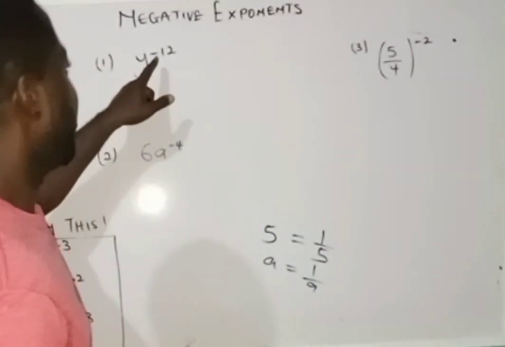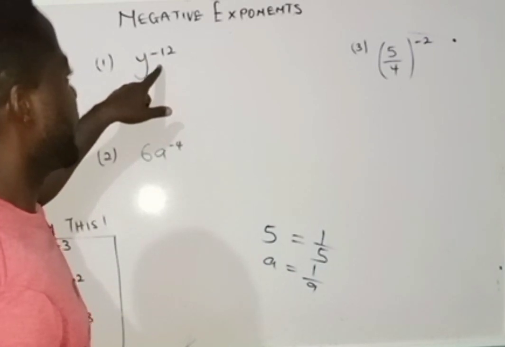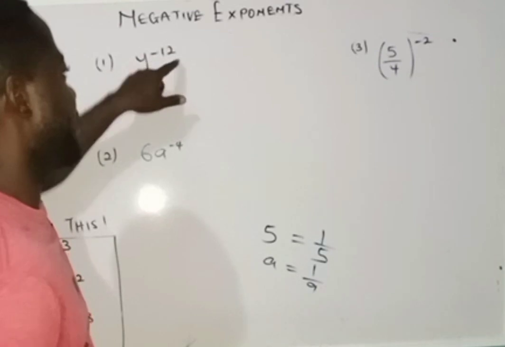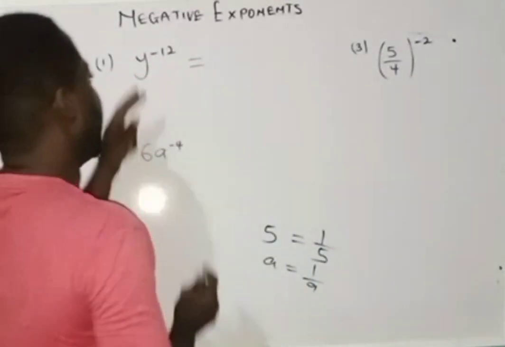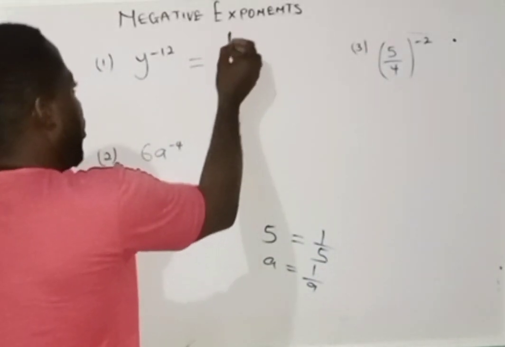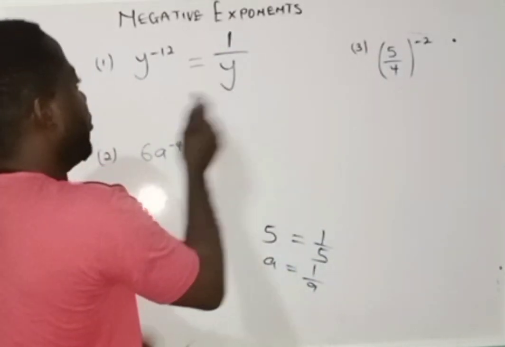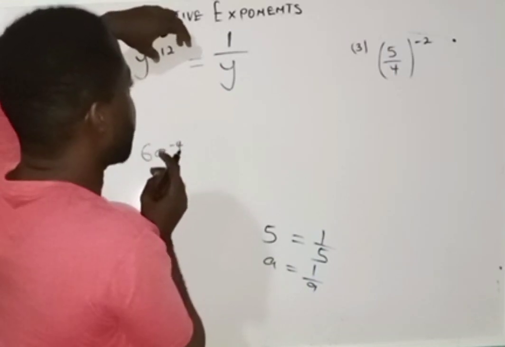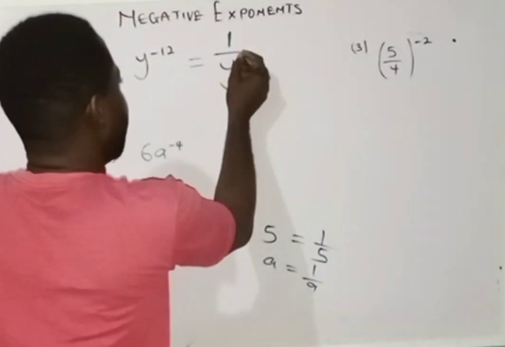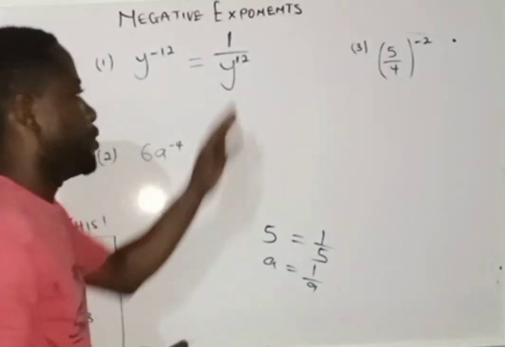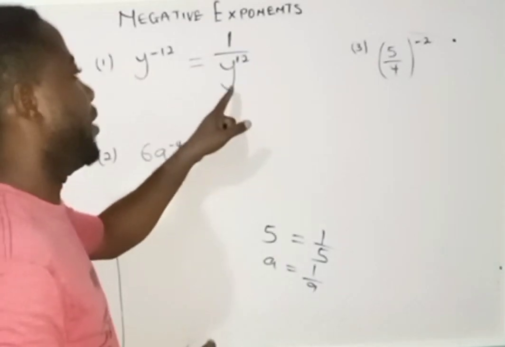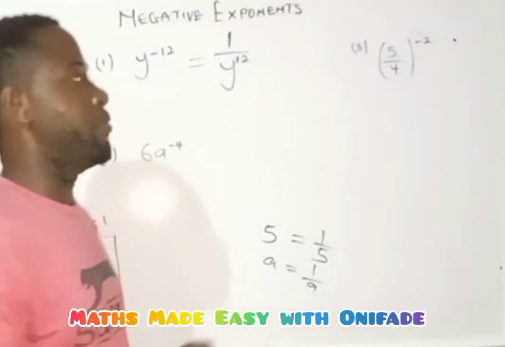Now, the rule of negative exponents is anytime you have a negative index or negative power, your answer is going to be the reciprocal of that quantity. So that means I'm going to have 1 all over y, but something will change. The negative 12 here, the minus 12 here, will now change to just 12. So it will be positive 12. So our answer will now be 1 all over y raised to power 12.